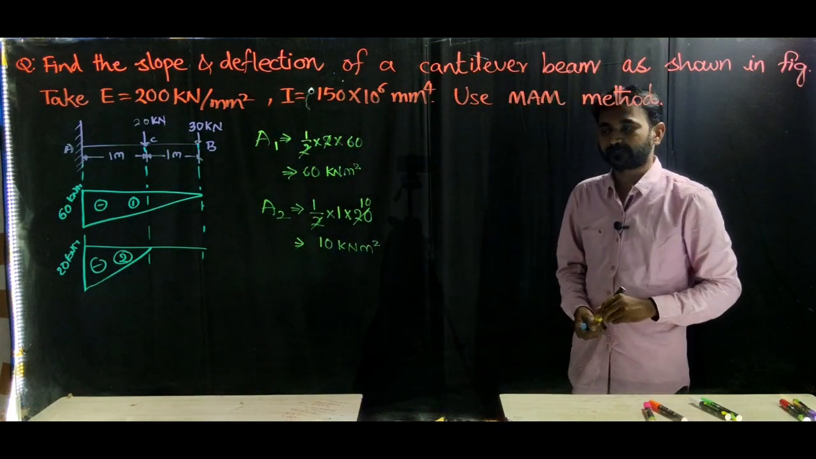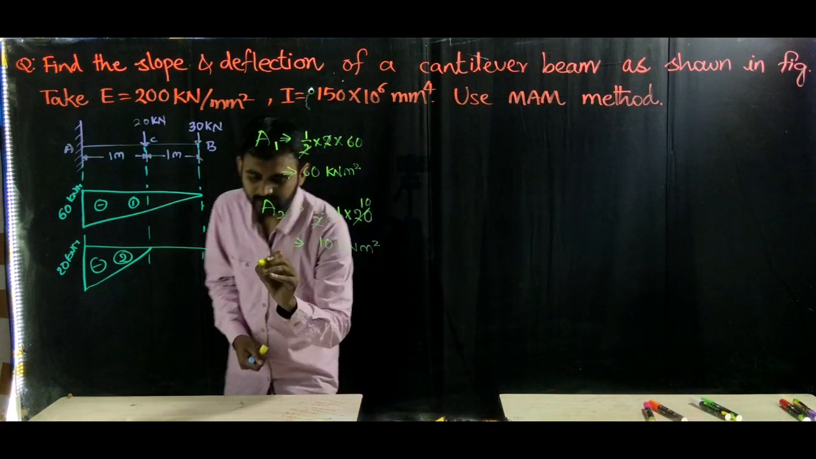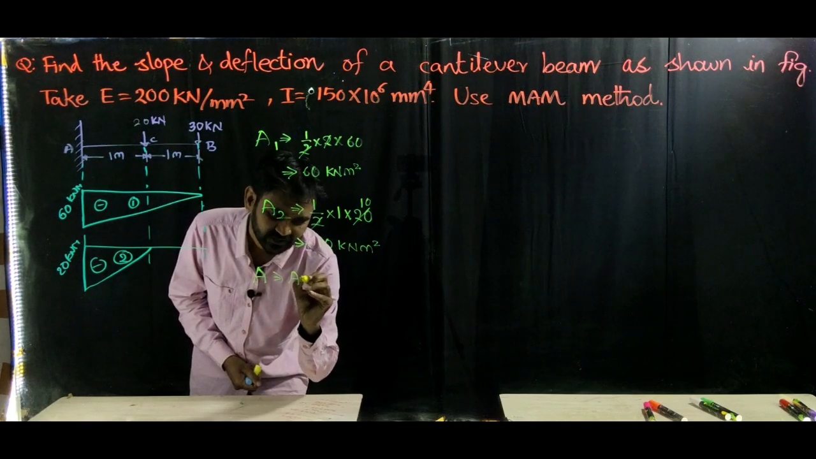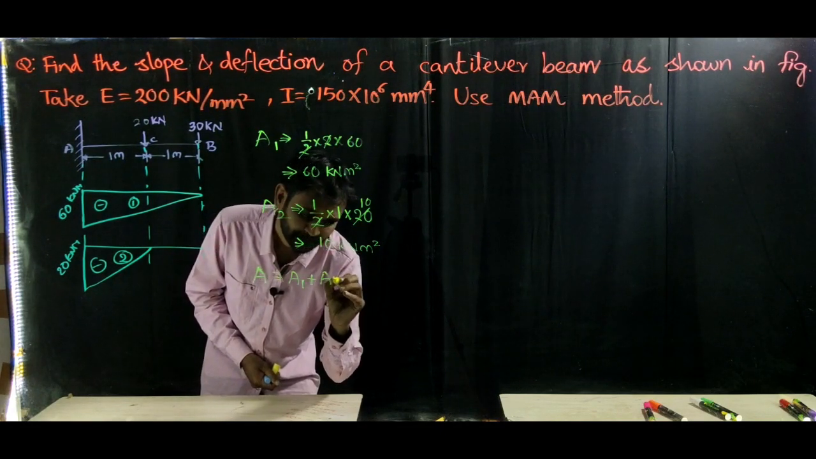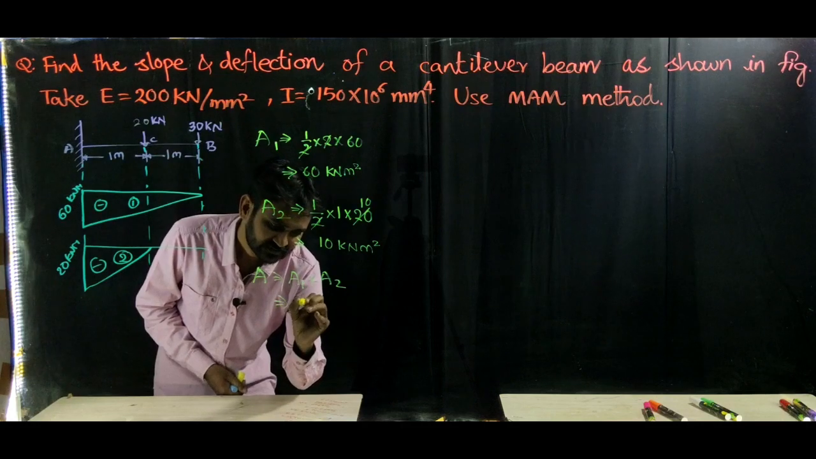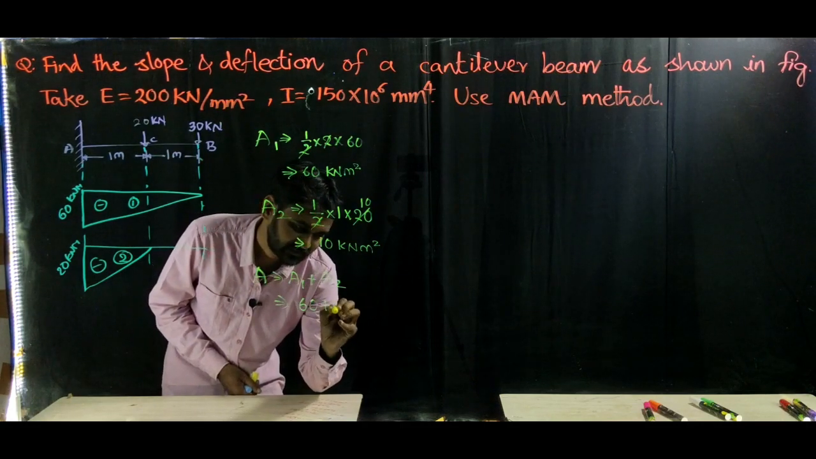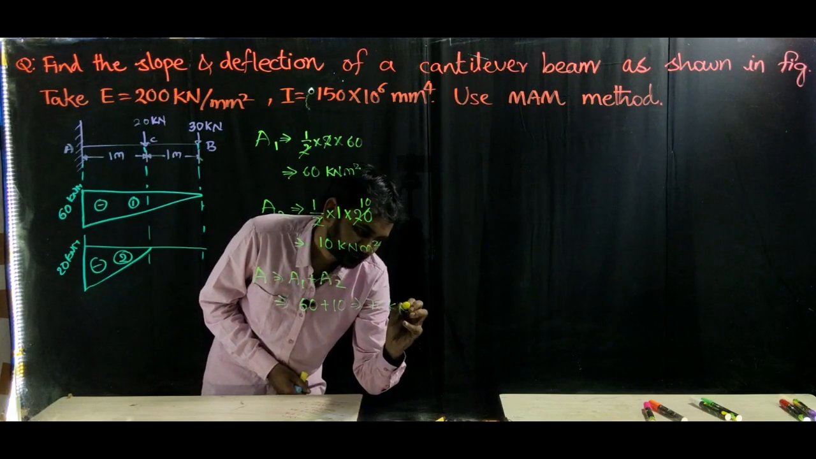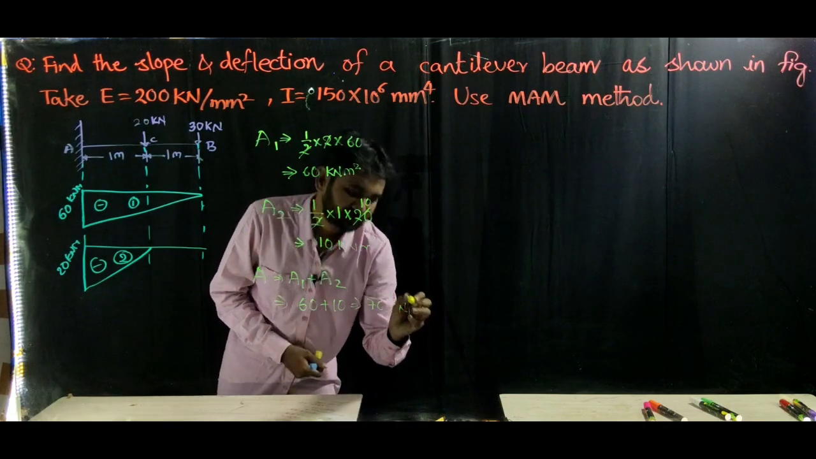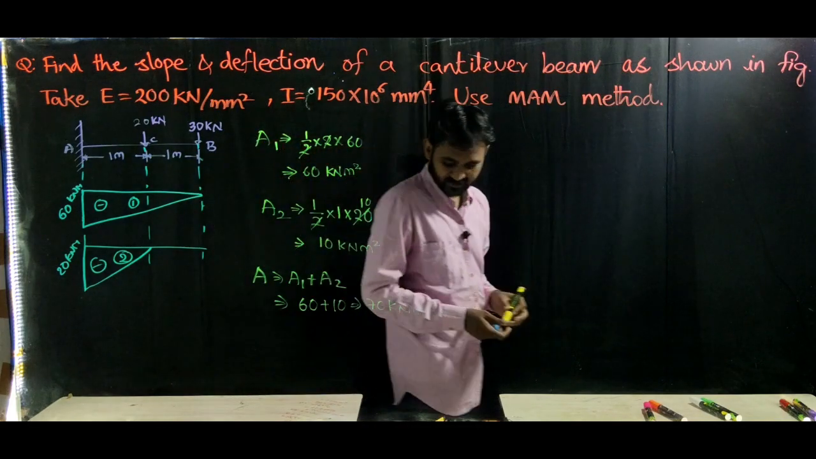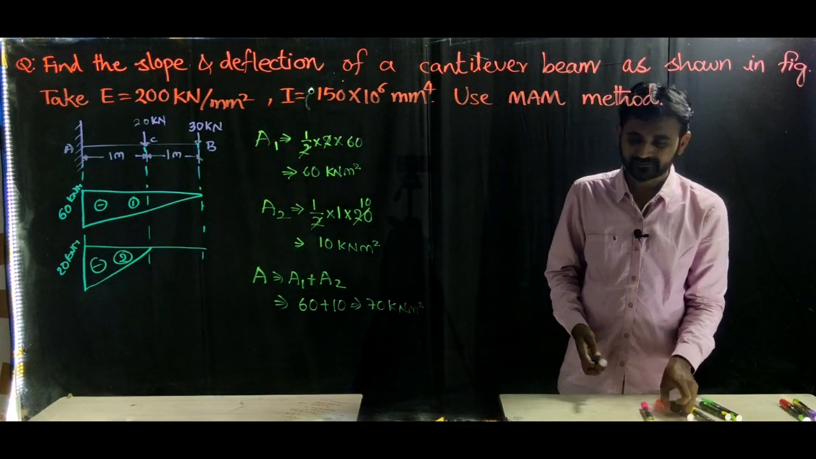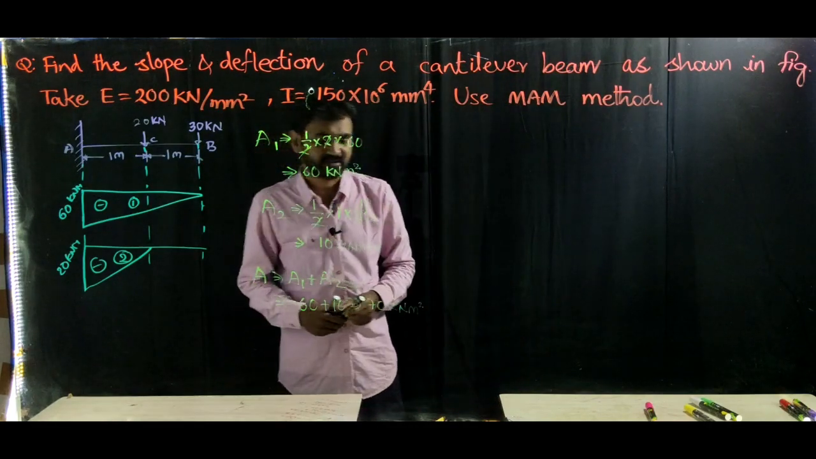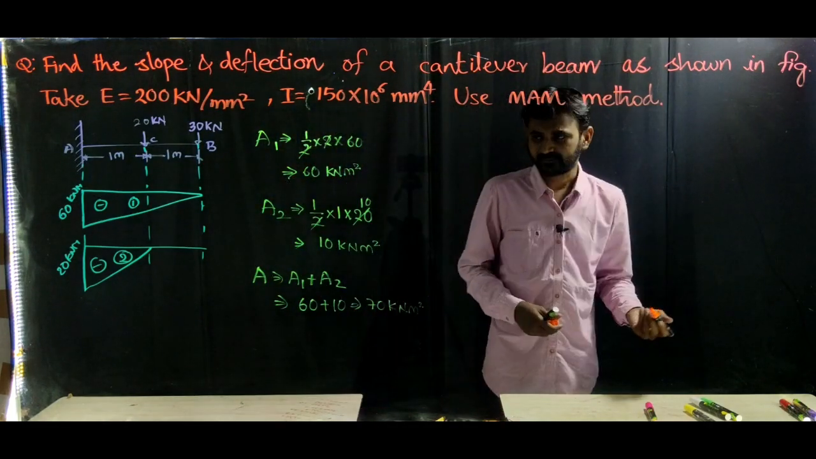Now what is your area? Capital A is nothing but A1 plus A2. So capital A is equal to A1 plus A2, that is equal to 60 plus 10, so that is equal to 70 kilonewton meter square. You got the value of A. Now what you have to do? We have to find the slope as well as the deflection by using the formulas.